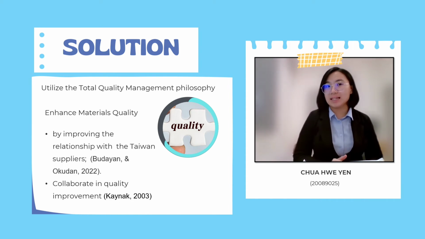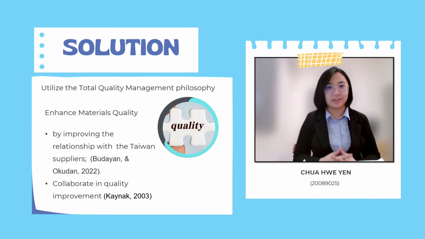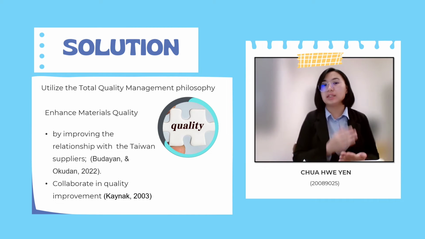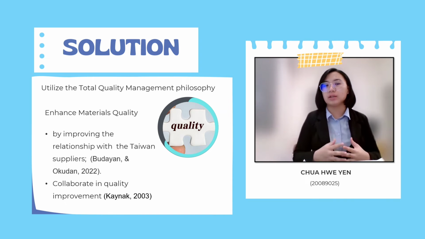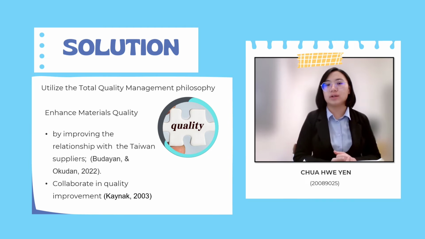Peloton may utilize the TQM, Total Quality Management, philosophy to improve the relationship with the Taiwan supplier by placing a big quantity of orders or extending the contract, but with one agreement: the supplier must provide high quality materials, such as free of rust. Peloton can also collaborate with the supplier on quality improvement and have more communication, so that the quality of the products will be standardized and will not have any rusty issues in the future.